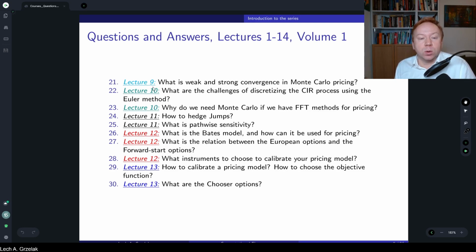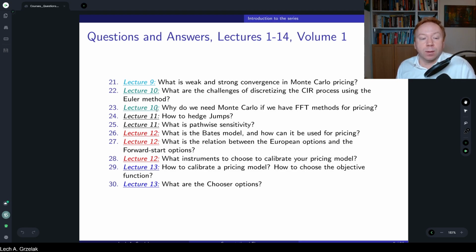Question number 21 is again about Monte Carlo. Here it is about weak and strong convergence. So how to distinguish between those two types of convergence in the context of Monte Carlo pricing. Then we have lecture number 10. This is again about Monte Carlo. The first part is about challenges when you're dealing with a CIR type of process, a Cox-Ingersoll-Ross process, in the context of pricing or simulation using the Euler discretization technique.